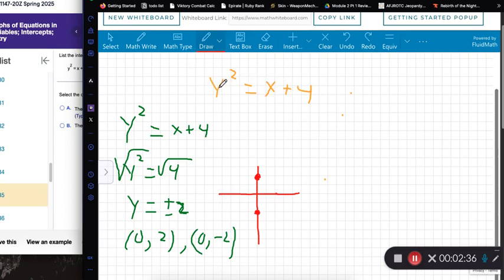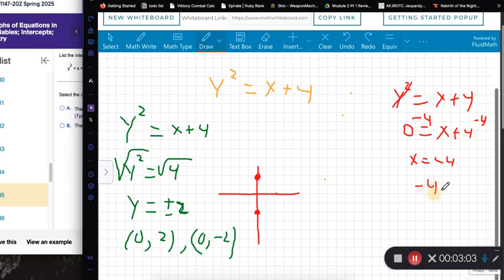So we find our x-intercepts when y is equal to 0. So y squared equals x plus 4. Y squared is 0, so 0 equals x plus 4. Minus 4 on both sides to get x by itself. X equals negative 4. And because y is 0, then the solution for the intercept is negative 4, 0. So if we go 1, 2, 3, 4 in the negative direction, that's our x.